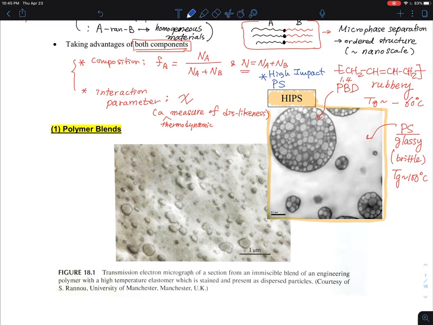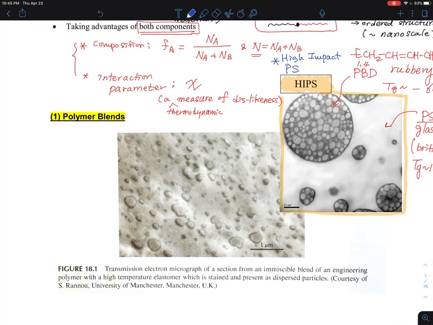So this is another example. This is a picture, figure 18.1. This is an immiscible blend of engineering polymers with a high temperature elastomer. And so this is essentially a soft domain, and typically this is a hard matrix.